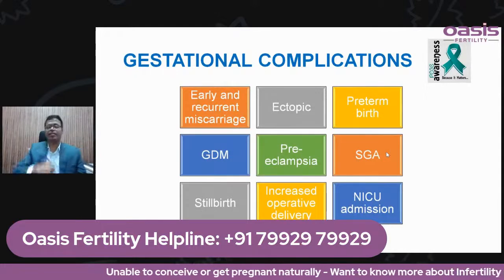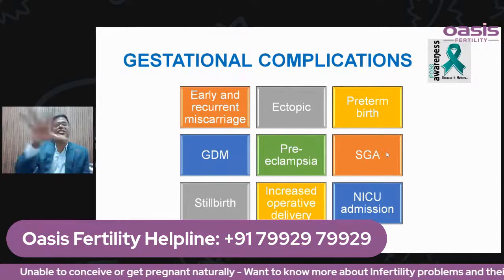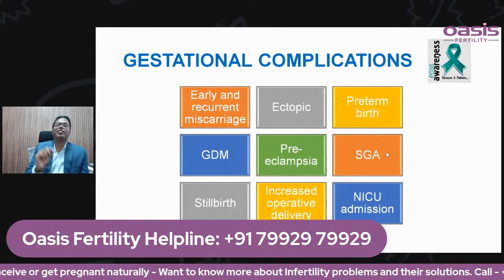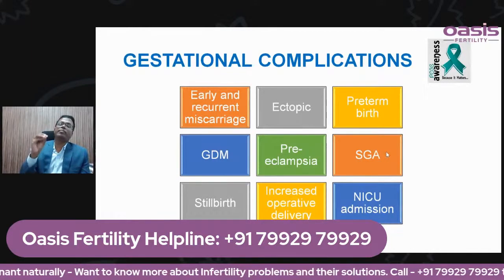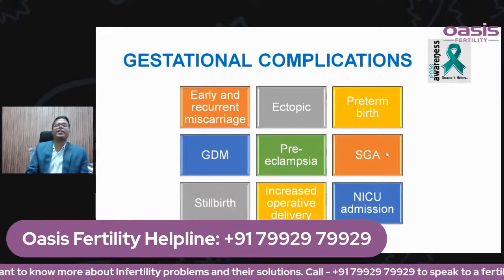Then what are the complications? Here you can see the list of complications. Usually, women with polycystic ovarian syndrome, when they become pregnant, may have early and recurrent miscarriage.